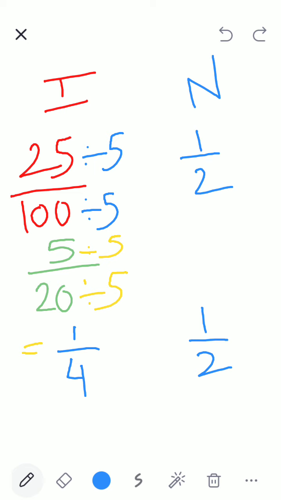Which is bigger? Half. 1 by 4 is smaller. Okay, how will you find? You will find it like this. Find the LCM. What is the LCM of 4 and 2?